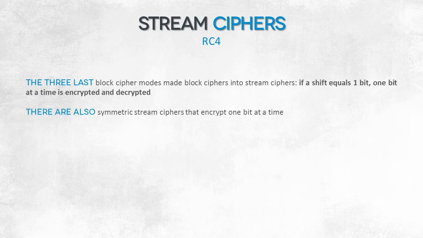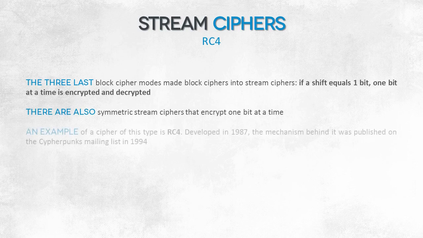One of the most popular applications of RC4 was the point-to-point tunneling protocol, the method used in Microsoft implementations of virtual private networks. RC4 was developed in 1987, and its operating principle was disclosed in 1994.